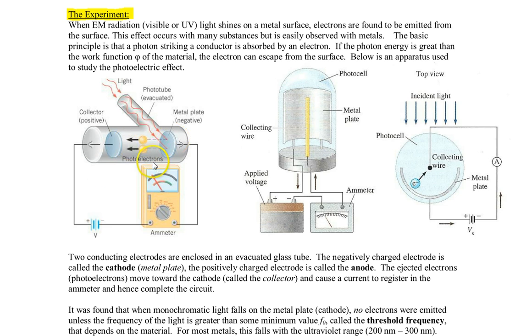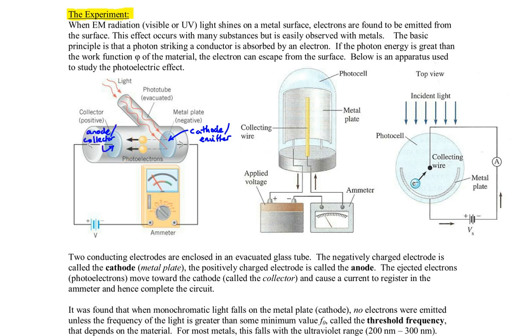Inside this glass tube, you may notice that there are two plates or two electrodes that are facing each other. One is negatively charged, which would be this metal plate right over here, and we typically call that the emitter or the cathode. And the other plate over here that's facing this negatively charged plate is the positively charged anode, also called the collector.